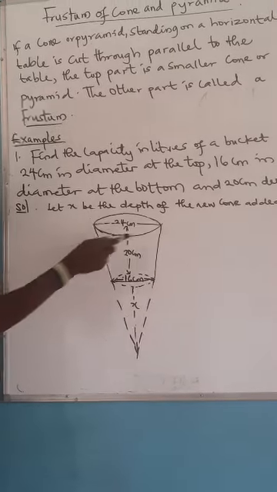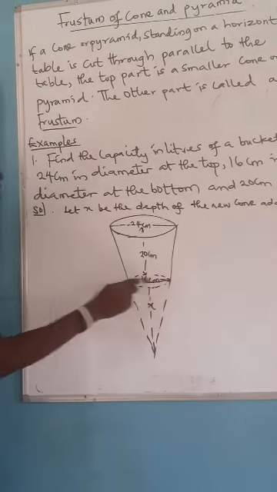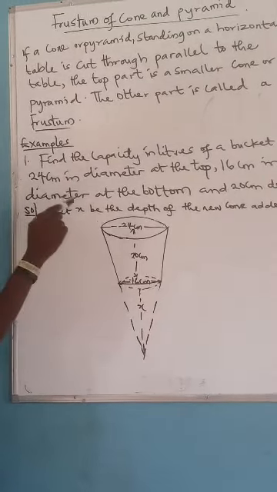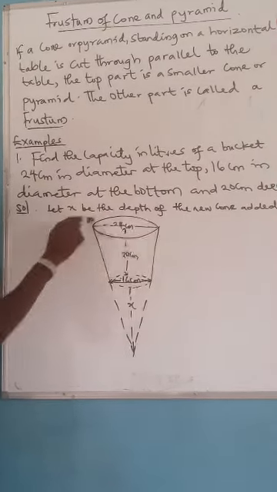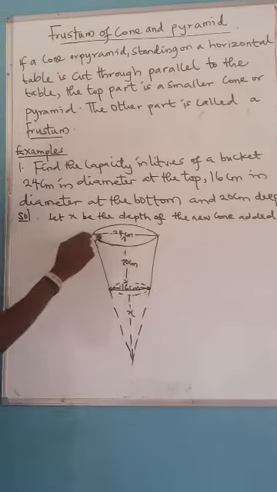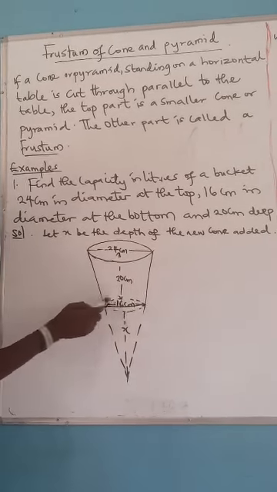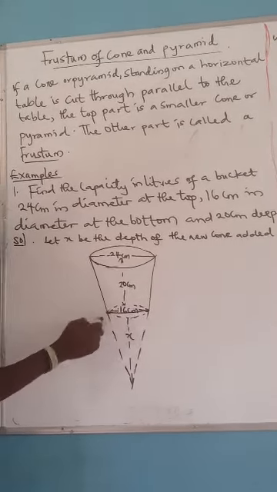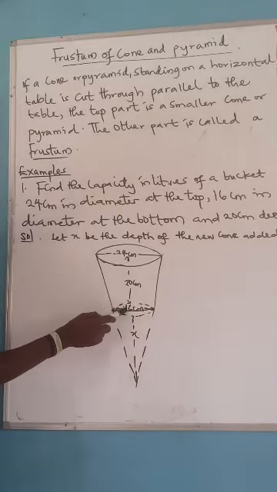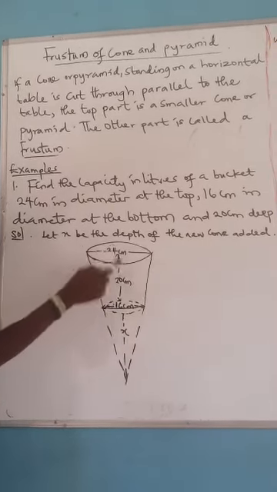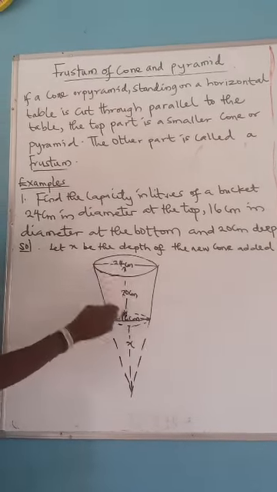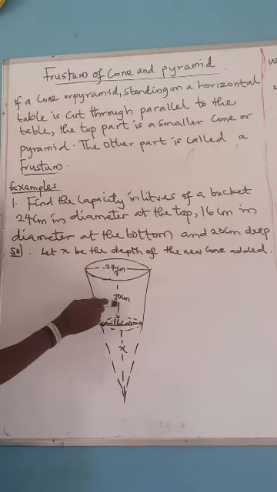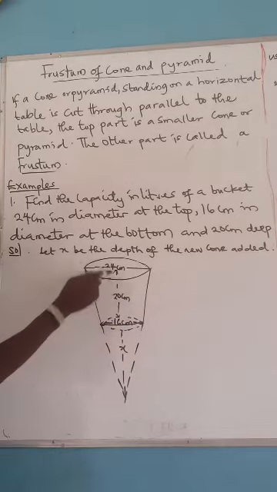Now let's look at it. Here you have the bucket, 24 centimeter at the top. That means the diameter of the circular top is 24 centimeter. Now the diameter of the circular bottom is 16 centimeter. Now the depth of the bucket, that means the height of the bucket, is 20 centimeter. Can you see it? 20 centimeter.